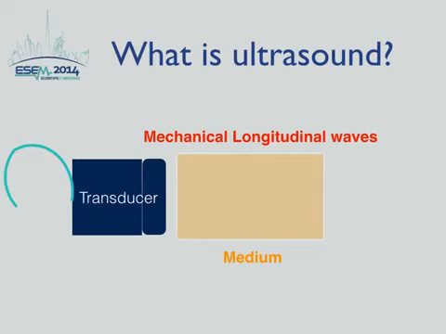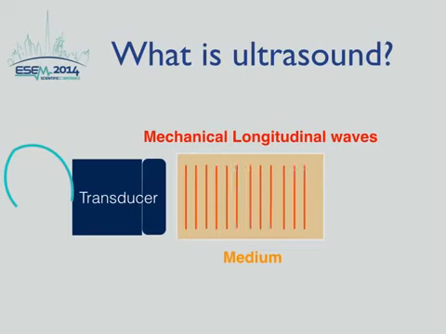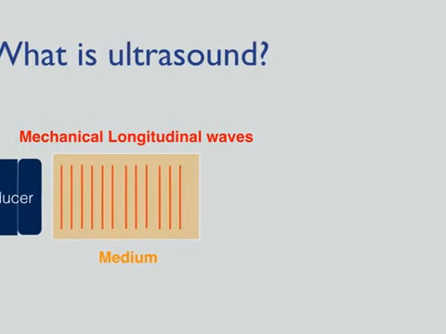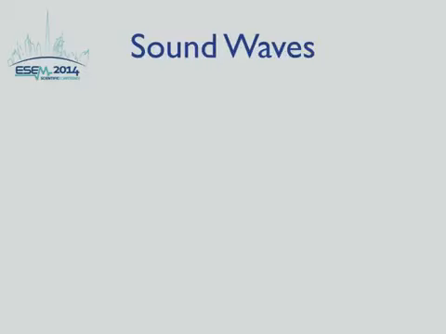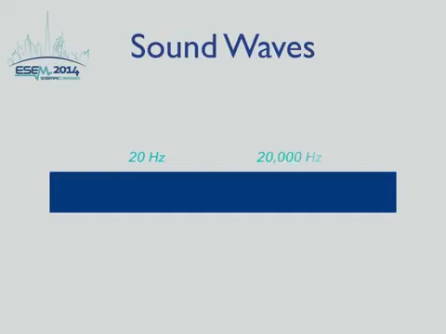So what is ultrasound? Ultrasound is a mechanical longitudinal wave that propagates through a medium and interacts with the tissue it passes through. Sound waves are divided into three different types based on the wave frequency. Audible sounds are frequencies between 20 Hz and 20,000 Hz, while infrasounds are any waves that are less than 20 Hz, while ultrasound is defined as waves with frequencies greater than 20,000 Hz.